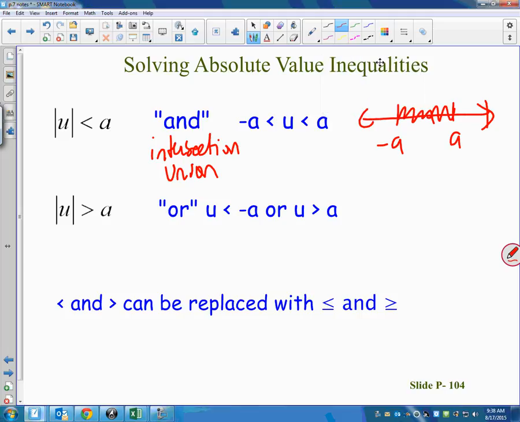An absolute value is greater than that, you get answers where you have this or that, right? So if we graph that, that's like everything less than negative a or greater than a. And usually those don't overlap. There's exceptions to the rule. Like what if they did overlap? It might end up with all real numbers.